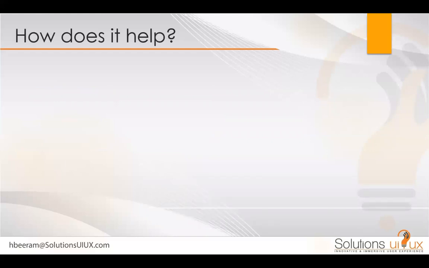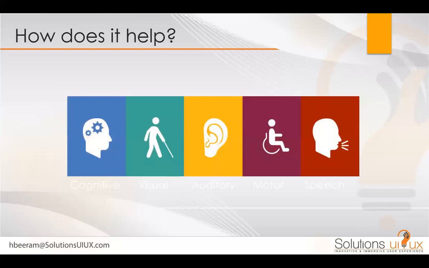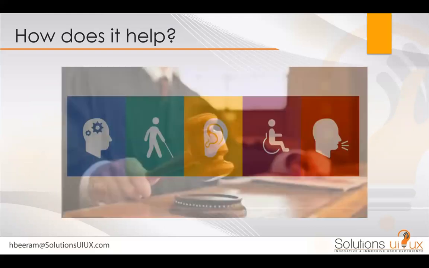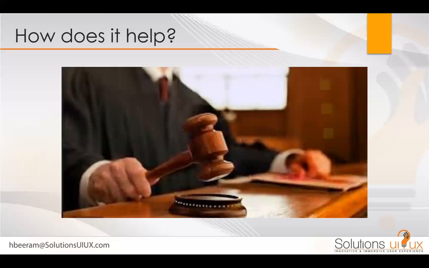So how does it help? We have seen cognitive, visual, auditory, motor, and speech. All of these people get helped with the products or services designed by your organization. And it helps to follow the legislation and laws that are available, not only in the United States but also in other countries like Ireland, Australia, the UK, and others. There are laws related to accessibility.